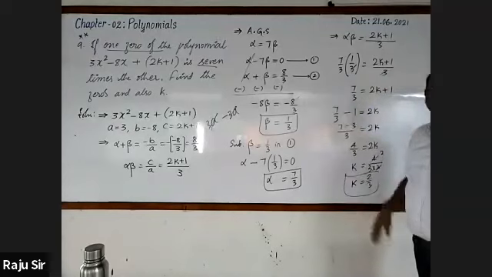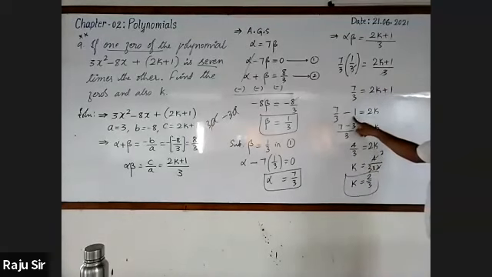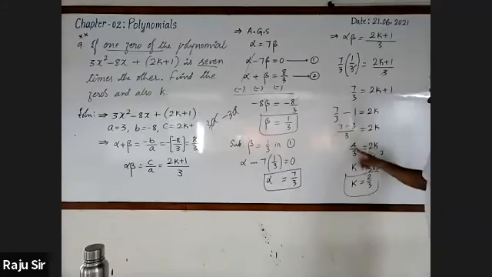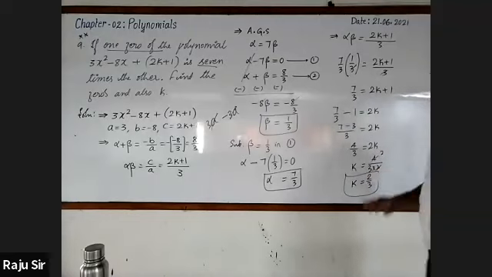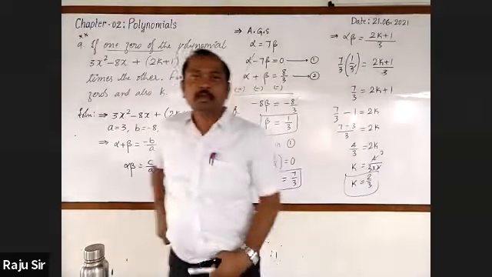Transfer 1 to the left hand side. It becomes minus 1. Then take LCM. LCM is 3. Multiply LCM with the first term. It is 7. Second term, it becomes 3. Then it is equal to 2K. 7 minus 3 is 4. 4/3. That's equal to 2K. Then K is equal to 4/3 by 2. 2 ones are, 2 twos are. It will be 2/3. Got it?